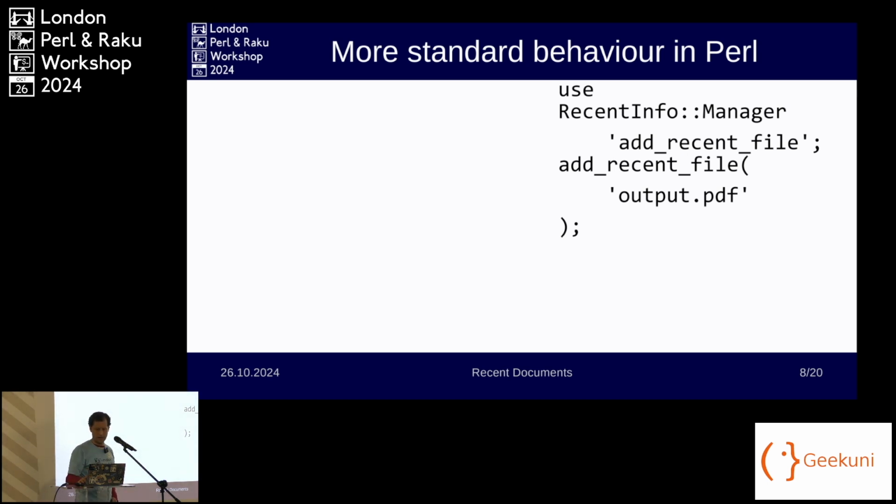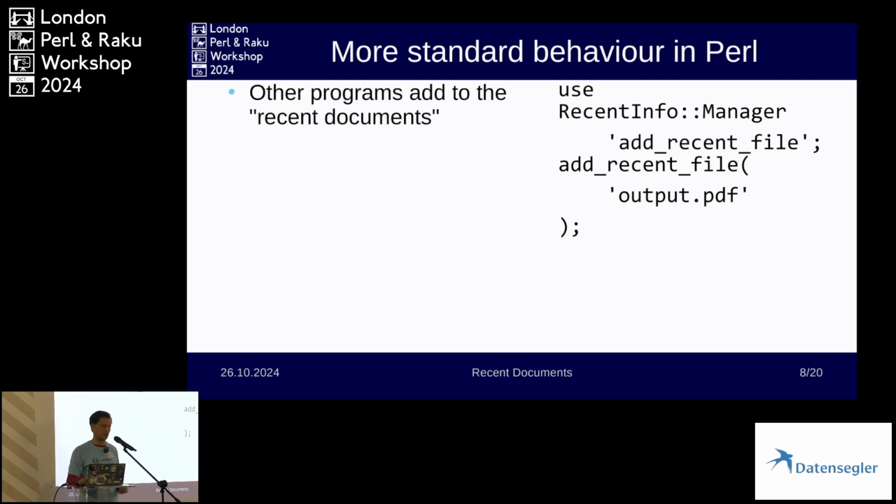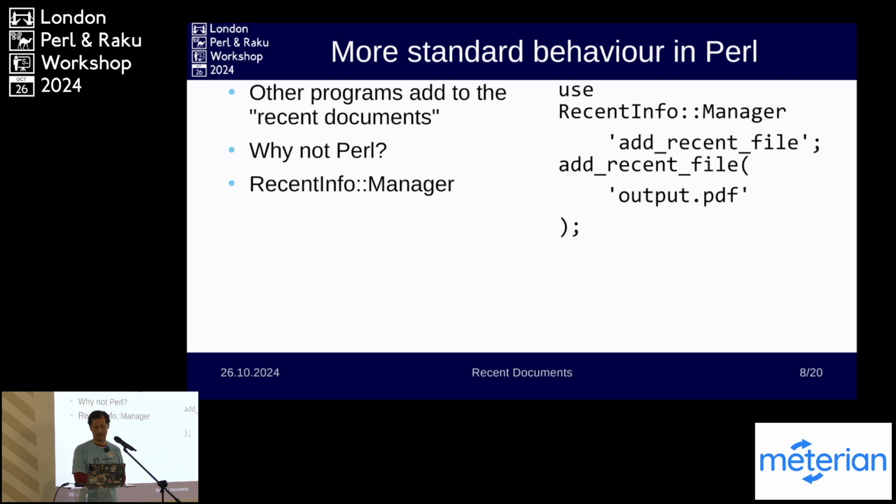And it's fairly simple. A single function, add recent file, and you hand it the name of the file you've created, and then you can use that file somewhere down the road via the recent files. Because why should other programs be allowed to add documents there and not Perl? And yes, this module is named Recent Info Manager because I'm bad at naming.